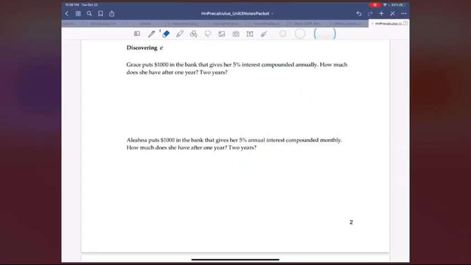Now we're going to do an investigation that will allow us to discover the number e. So we have this person, Grace, who puts $1,000 in the bank that gives her 5% interest compounded annually. And we want to know, how much does she have after 1 year and how much does she have after 2 years?